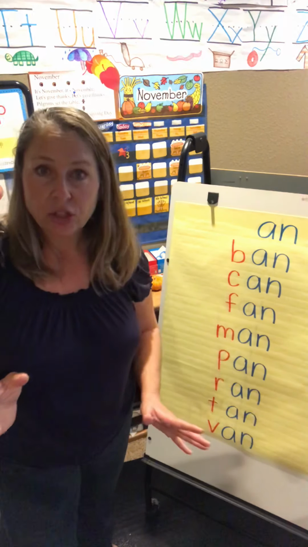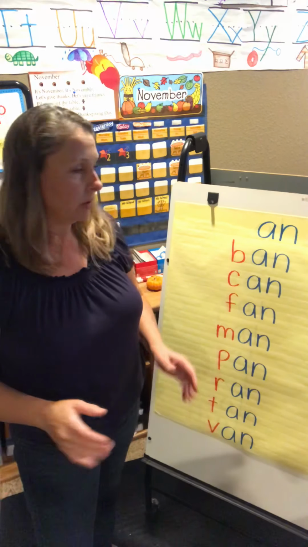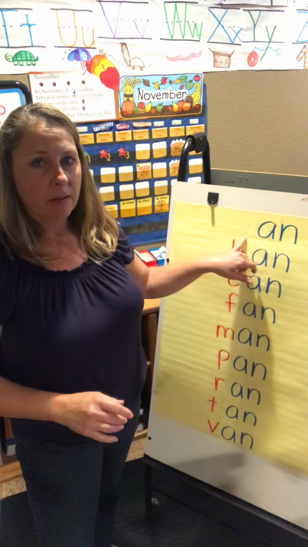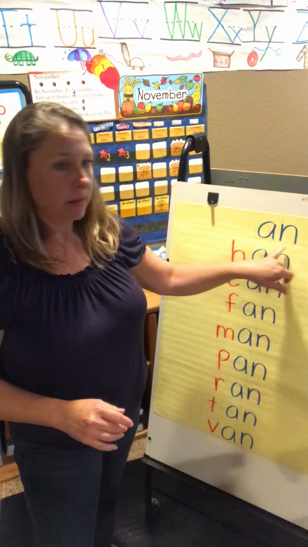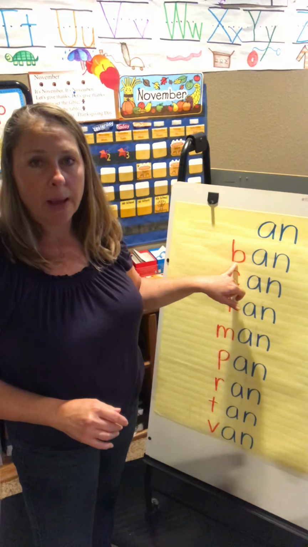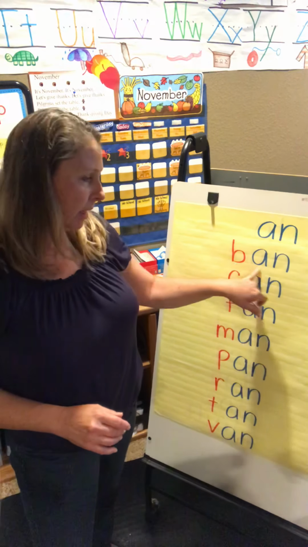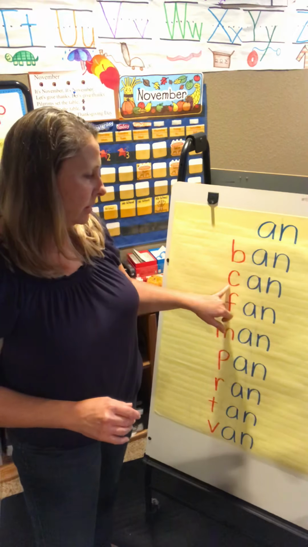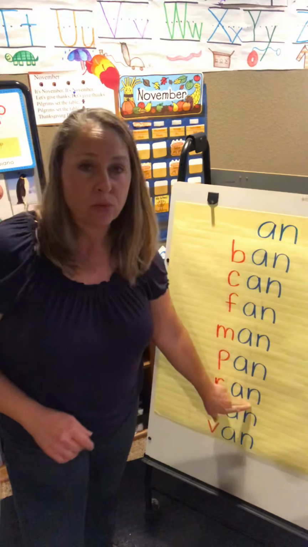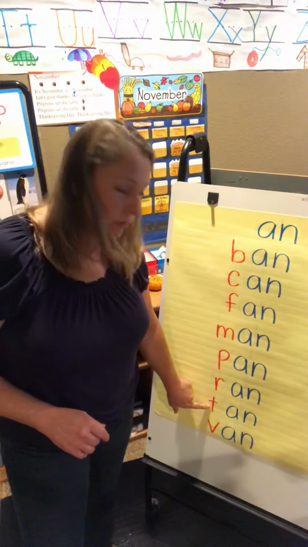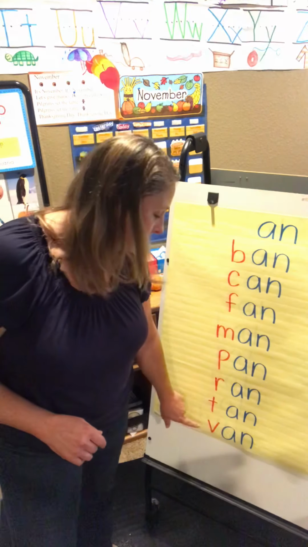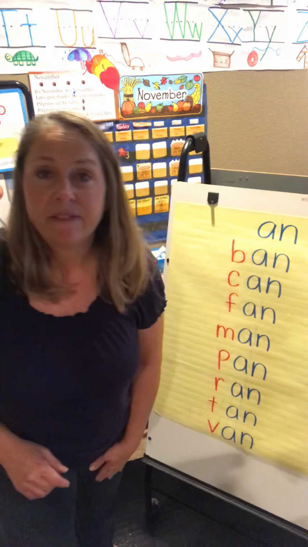Okay, let's practice just reading them. Now that we've sounded them out, let's just practice reading them. This one says an. What happens if we put a B in front of it? It turns to ban. C in front says can. F in front says fan. M in front says man. P in front says pan. R in front says ran. T in front says tan. And V in front says van.